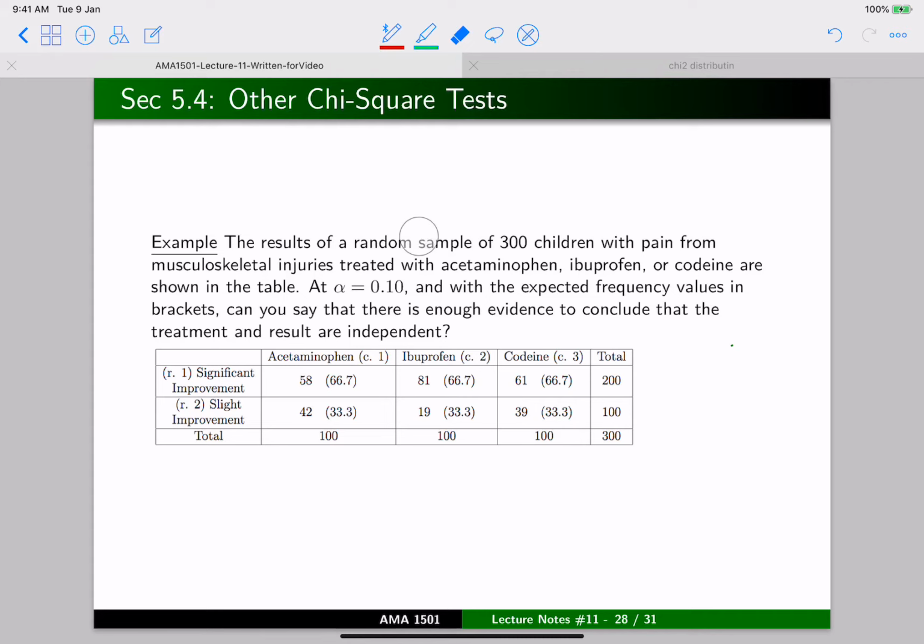Suppose the results of a random sample of 300 children with pain from musculoskeletal injuries who are treated with acetaminophen, ibuprofen, or codeine are shown on the following table. Use alpha equal to 0.1 significance. What are the expected frequency values? And can you say that there's enough evidence to conclude that the treatment and result are independent?